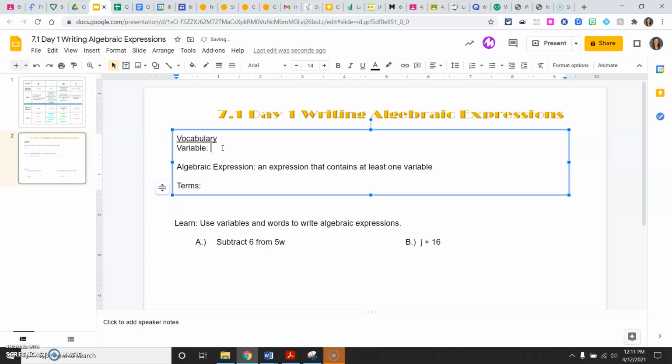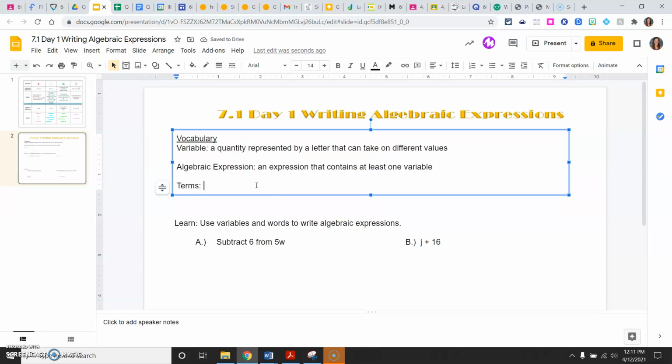You might say, well, what is a variable? A variable is a quantity represented by a letter that can take on different values. Basically, it's our unknown. We will eventually try to find it, but for right now, we use a letter to represent the unknown.